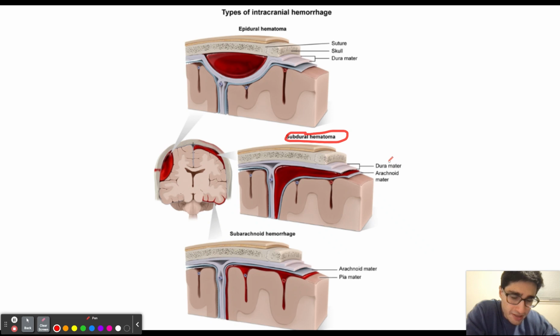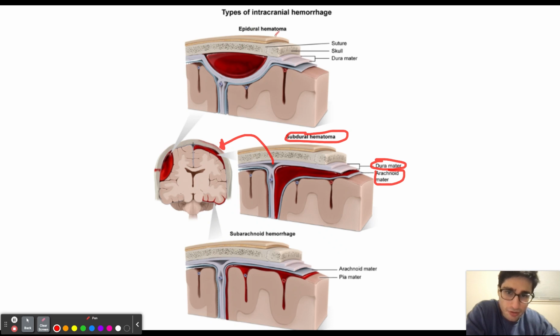there is going to be bleeding between the dural matter and the arachnoid matter. And so, because there are no suture lines, because this layer is going to be underneath, blood can accumulate from the front of the cranium all the way back, and as a result we can see this crescent shape on imaging.